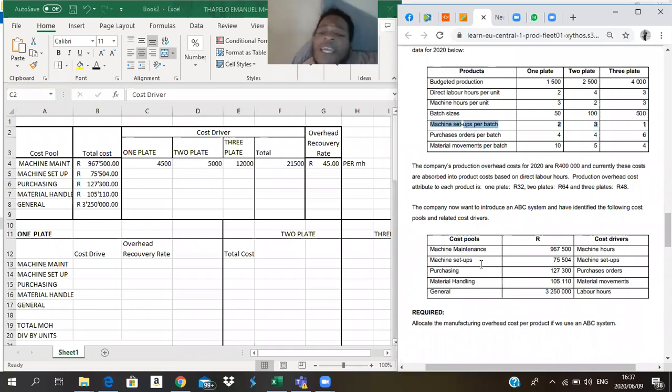So we have here our manufacturing overheads or our cost pool, which we need to allocate to our three products.